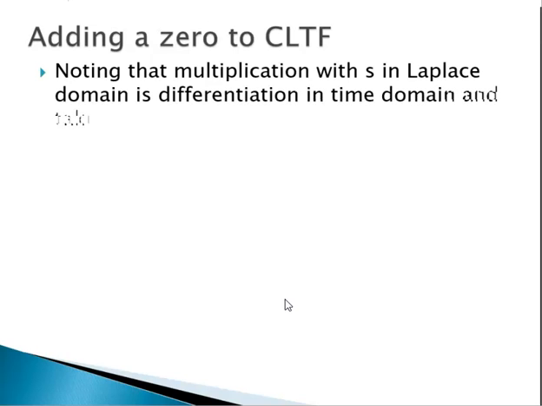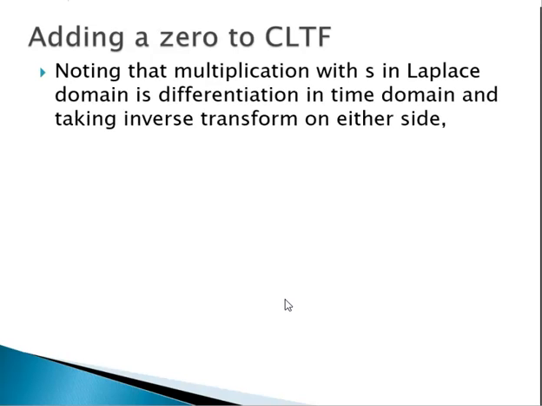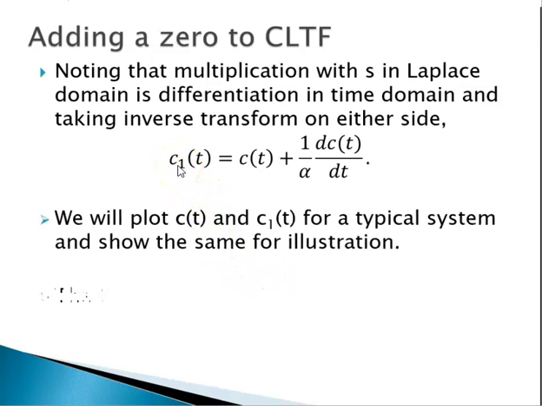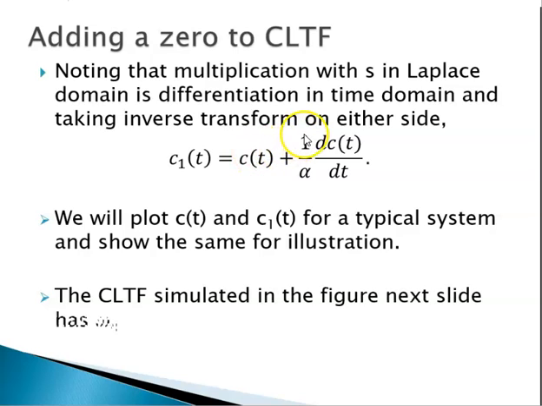We know that multiplication by s in the s-plane is differentiation in the time domain, and when we take the inverse transform we see that c1(t) is c(t) plus 1 by alpha times dc/dt. That is, when you add a 0, you see an additional term coming in: 1 by alpha dc over dt.